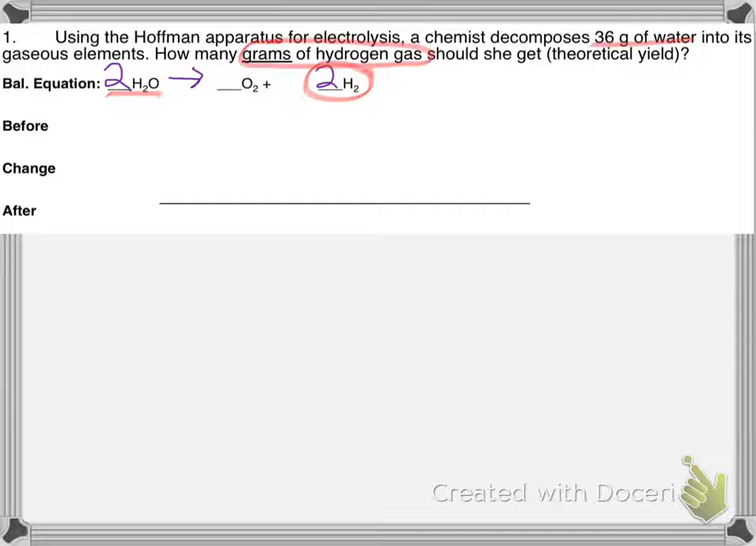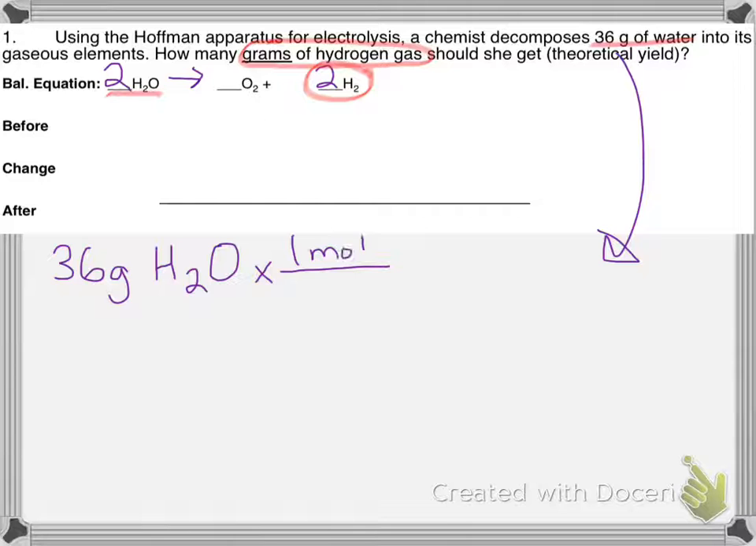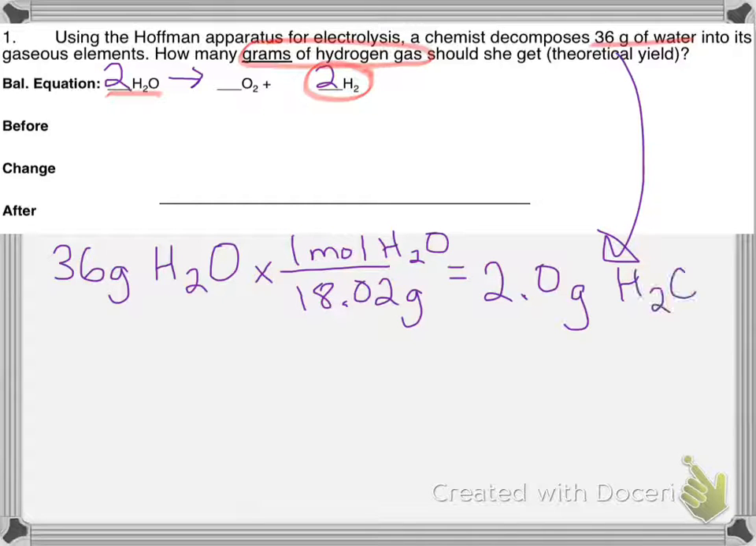So before, when we start, we have 36 grams of water. Remember, our BCA table only can have moles. So I'm going to convert our 36 grams of water into moles of water by using the molar mass of water, and that's from the periodic table. So this will give us our moles of water. And since 36 is 2 significant figures, I'm going to round to 2 significant figures. So we really have 2.0 moles of water. So that's what we're starting with.